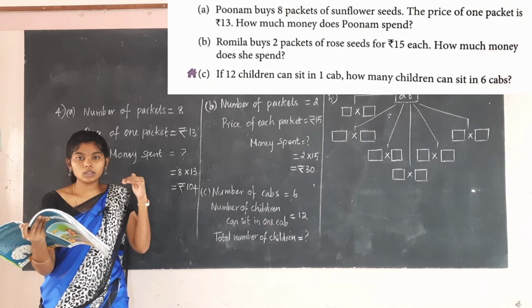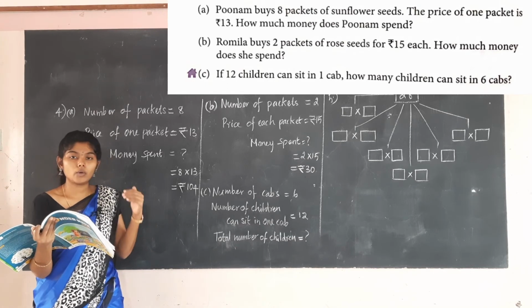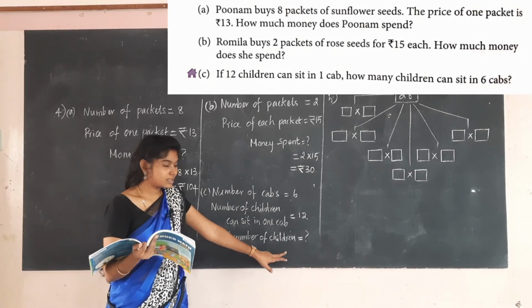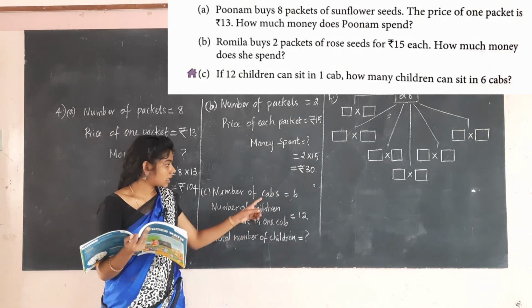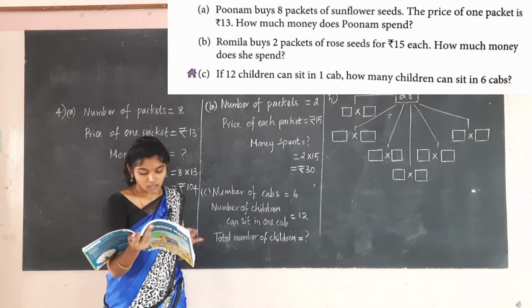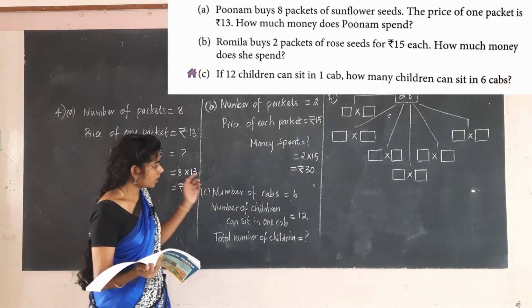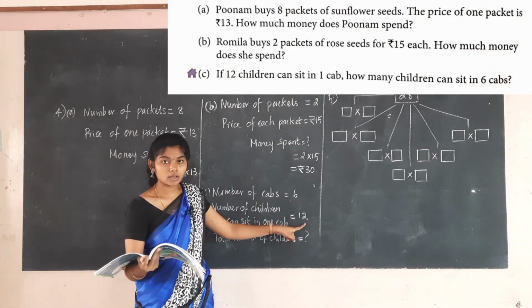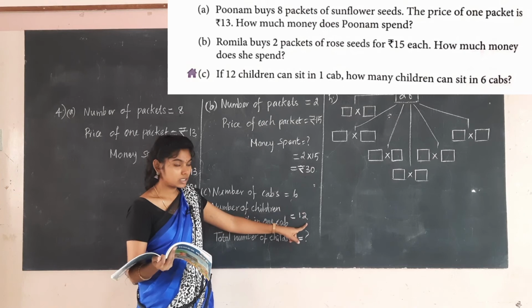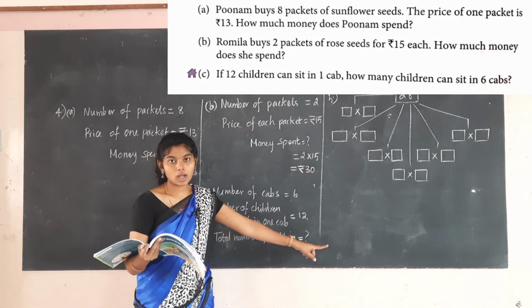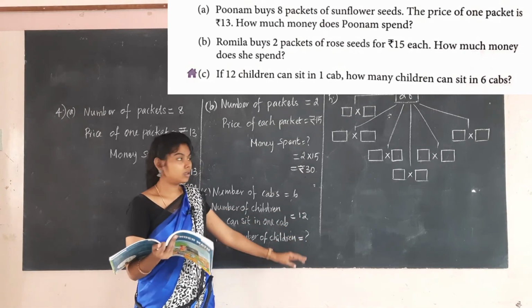There are 6 cabs and in each cab 12 children can be seated. Then how many children in total will be seated? That is what we are going to find. So the total number of children seated in the 6 cabs. So 6 cabs means you have to multiply 6 into 12. You know the 12th table. So 6 12s are, you are going to find the answer 6 into 12 equals, here there is no need of the rupees sign.